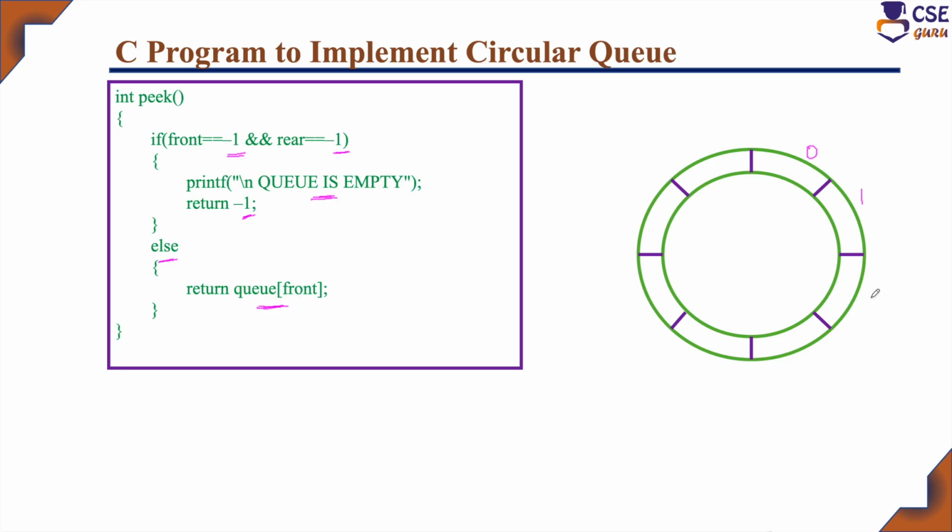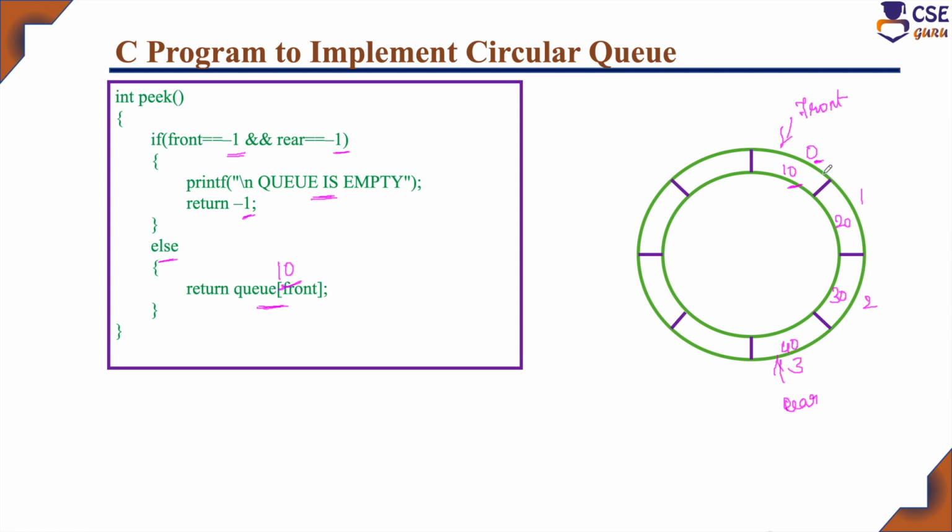For example, if this is the circular queue and elements are placed here, what is the front pointer memory location? It will just return the element of the front pointer. Front is pointing to the 0th memory location and here the value is 10, so it will return 10 as the result.